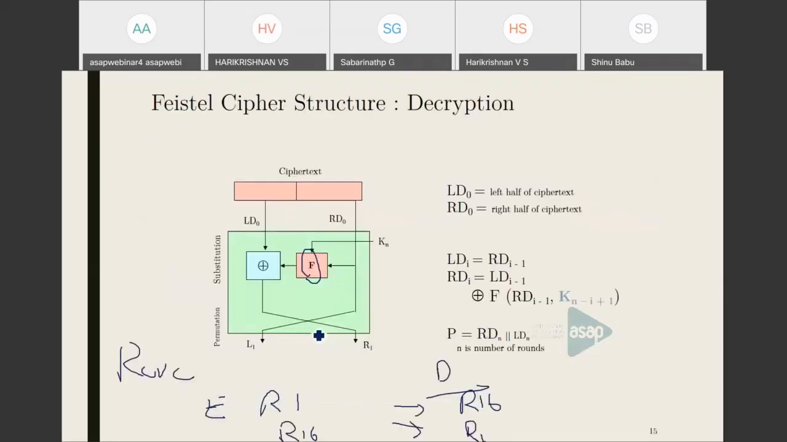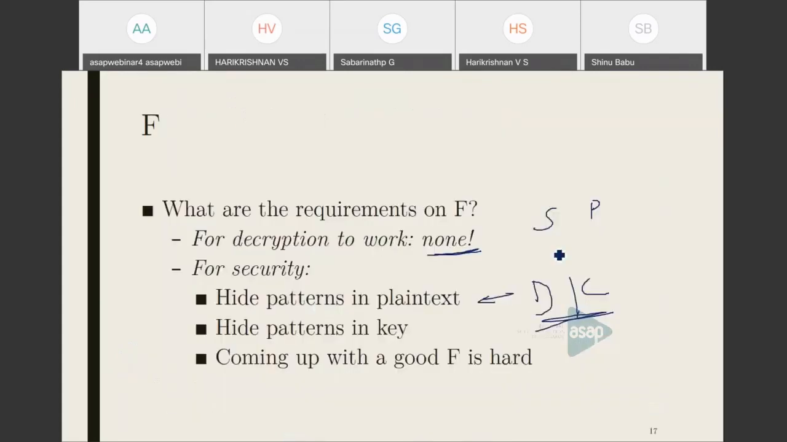The swapping over here of the left half and right half gives you the permutation, and this mathematical operation over here gives you the substitution. So substitution and permutation are in our formula. Both substitution and permutation give you diffusion and confusion, and for F to give you security, you need to make sure that plain text patterns are hidden and the key pattern is hidden. So this is confusion and this is diffusion here and this is confusion here.